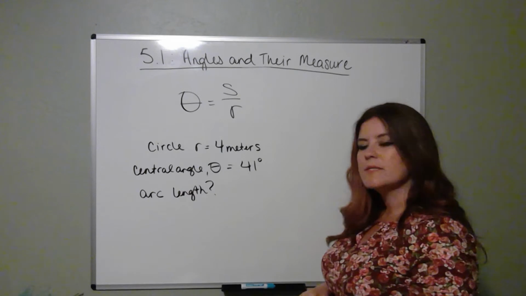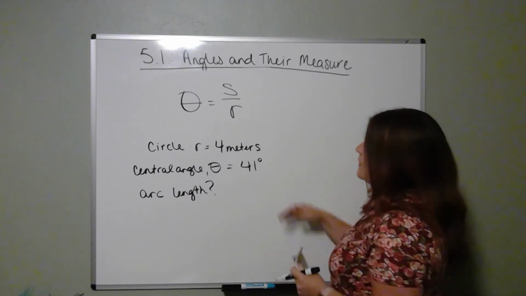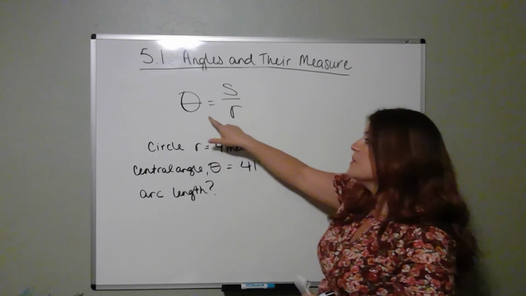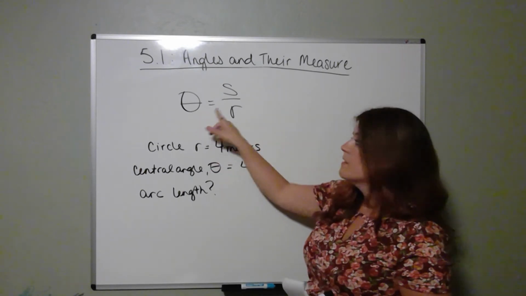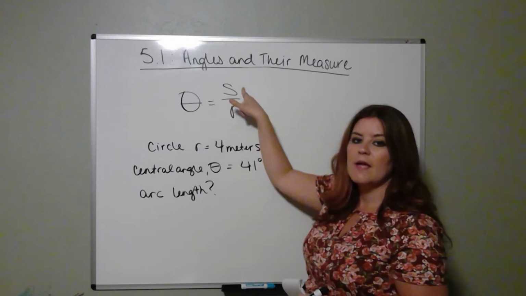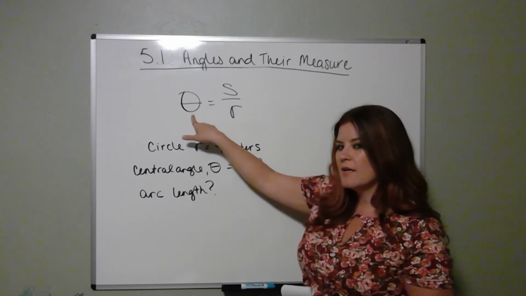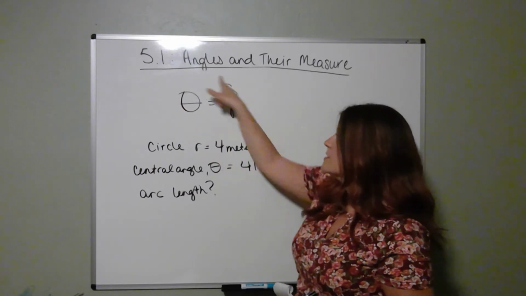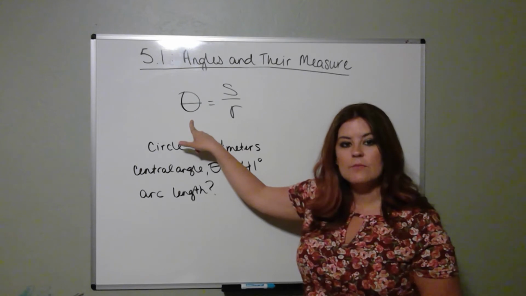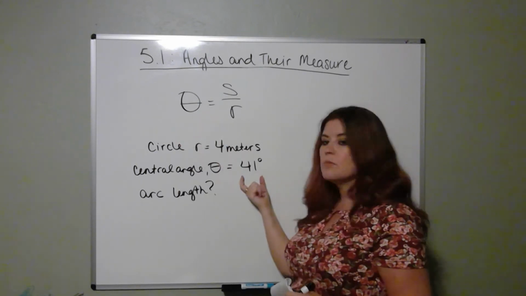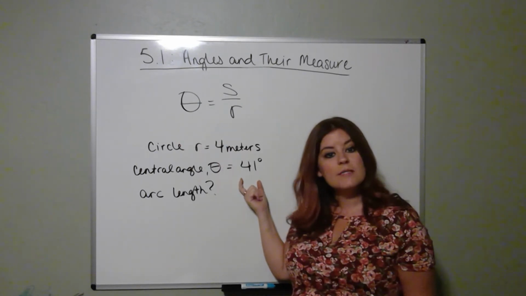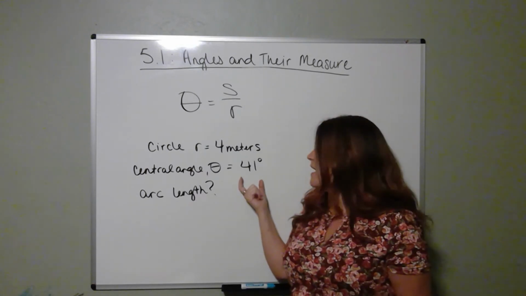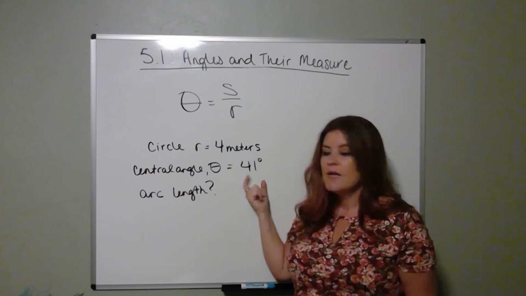So let's think about this. R is going to be 4 meters. That's clear. Radius, radius. But I need to think a little bit on theta. What does this equation, S over R, give me? It gives me theta in radians, right? This formula only holds together when that angle is in radian measure. So here's a problem. The angle it gave me is in degrees. What am I going to do before I can even start solving for S? I have to convert this to radians first.